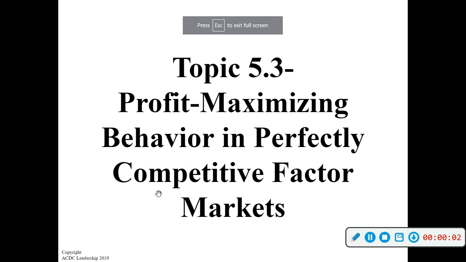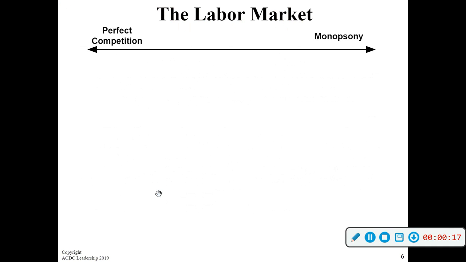Alright, so 5.3 gets into what we call a perfectly competitive factor market, which is also called a resource market, or more specifically, the labor market, because that's the easiest way to study all this. So we have two different markets. We have perfect competition in a labor market, just like we talked about perfect competition in the product market.